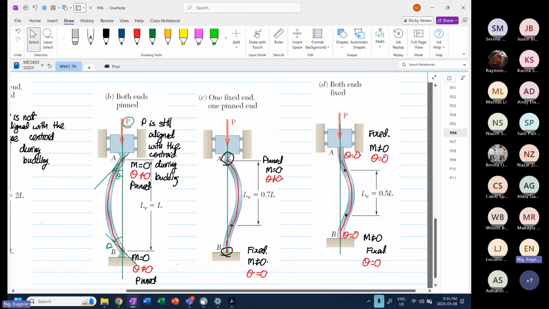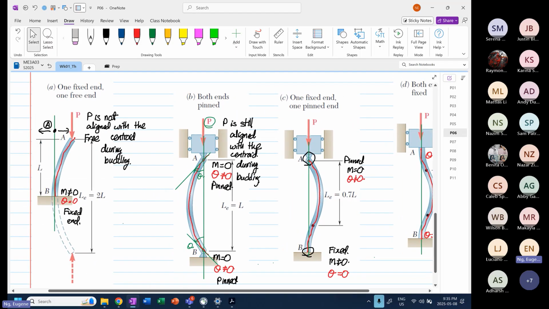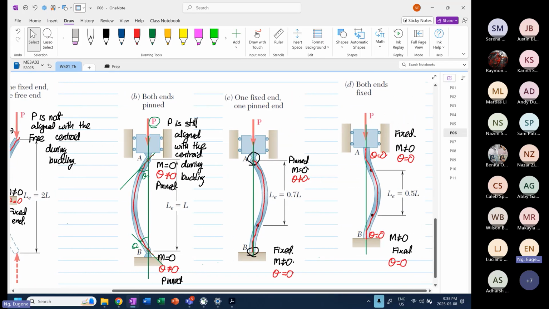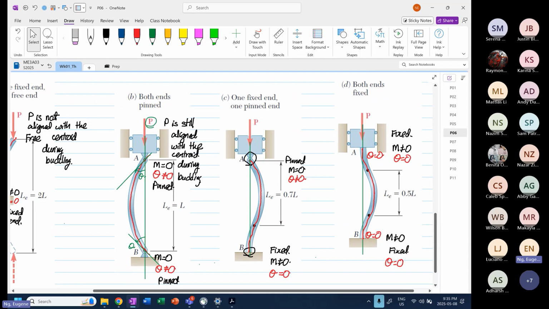So with this, you can identify when it's free. It's free when the load applied, P, is shifting away from the centroid. That's where you have the P. When is it a pin? It is when the moment is equal to 0, so the slope is not equal to 0.